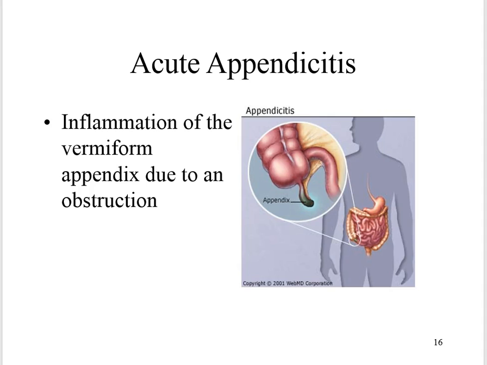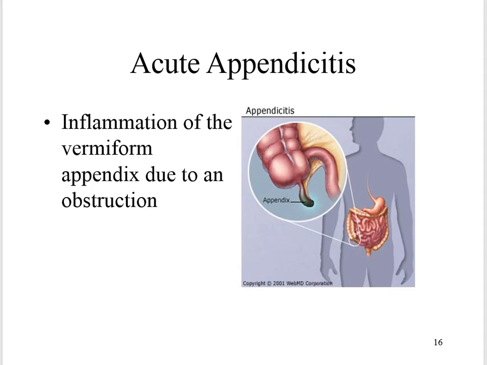Acute appendicitis. It's inflammation of the vermiform appendix due to an obstruction, and vermiform means worm-shaped. Perforation is life-threatening because the infection then spreads to the peritoneal cavity, causing peritonitis, the most common and serious complication of appendicitis.